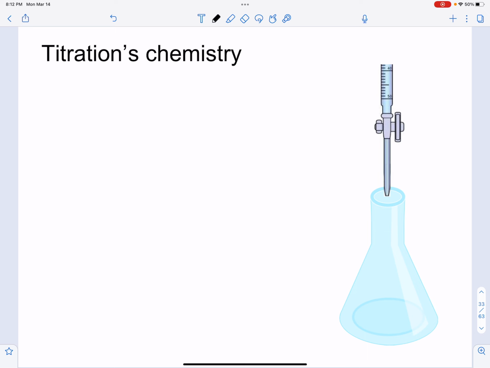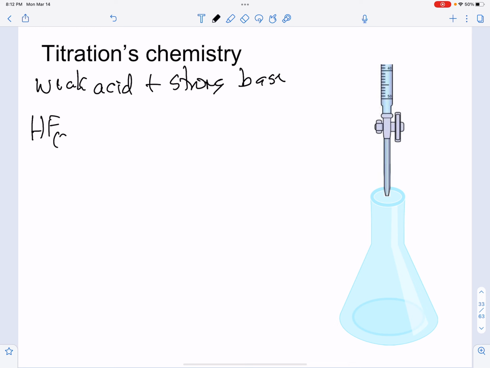From 1412, we're going to be titrating a weak acid or a weak base with a strong base or a strong acid. So let's say, for example, hydrofluoric acid, which is a weak acid. We're going to be titrating this with a strong base, NaOH, like any other one. You're using a strong base, so this is going to drive the reaction to completion. So there's no equilibrium. So you're going to get water and the salt.